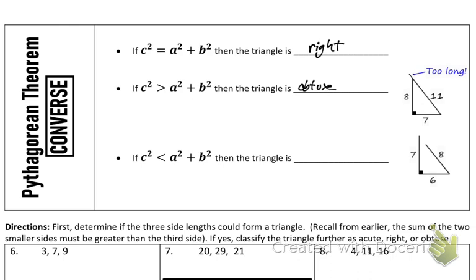Anyone want to take a guess if our c is too small? It is going to be acute because our c value is too small. Now, we do have to square them. You can't just put them up. You do have to square them. You have to assume that they're right triangles first, and then we decide after that what they are if they're not right triangles. So if c squared is less than a squared plus b squared, then it is a nice little acute triangle.